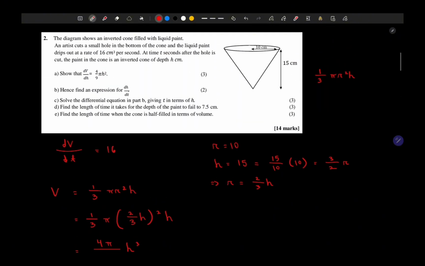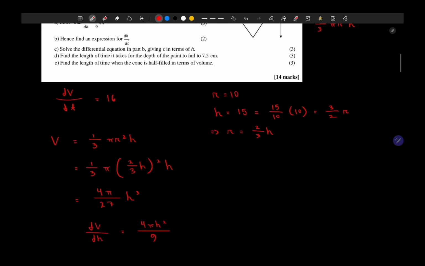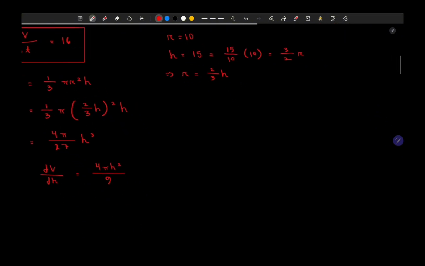Now in the second part, we need to find an expression for dH over dt. Now we know that dV over dt is 16. They have given us this in the question. If I want to find dH over dt, I can write this as dV over dt multiplied by dH over dV, because you can see that the dVs cancel each other out. So we're left with dH over dt.